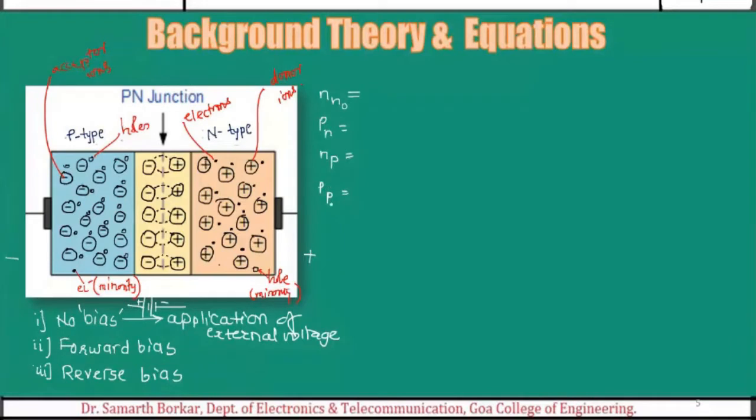Number of holes in the p side. Fine. So the number of electrons will be majority carriers in the n side, so we can list it as majority charge carriers. Holes in the n side region are mismatched, so they are minority charge carriers. NP is again minority and PP is majority charge carriers. Fine, this is what we had discussed in the last two lectures.